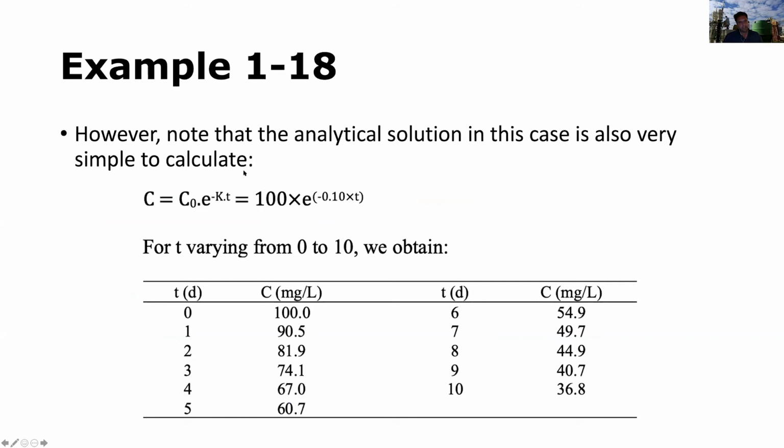However, note that in the first order case, the analytical solution is also very simple to calculate. So we don't really need to rely on that approximation. We can calculate it directly. If we look at the direct calculation, the exact concentration of the constituent after 1 day, 2 days, 3 days, 4 days, we can see that we get slightly different values from the approximate method shown in the previous slide. But after 10 days, you can see here the concentration decreases to 36.8 milligrams per liter.